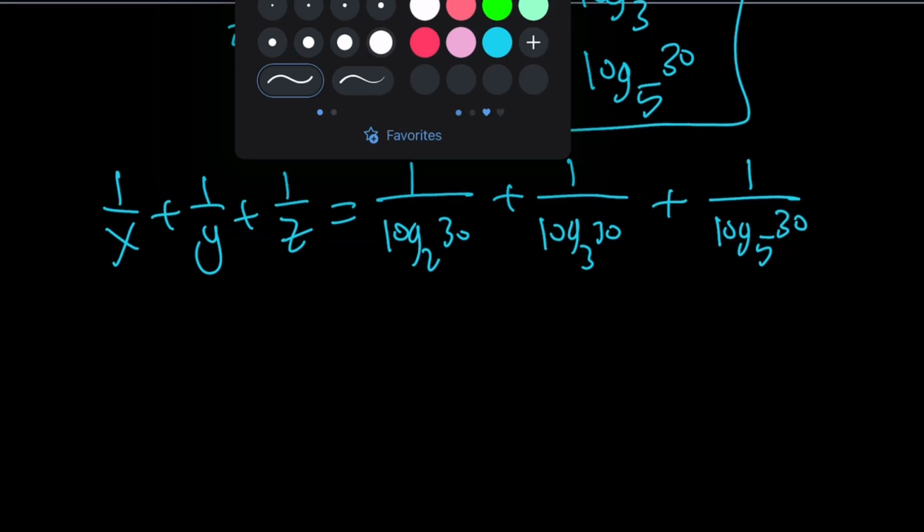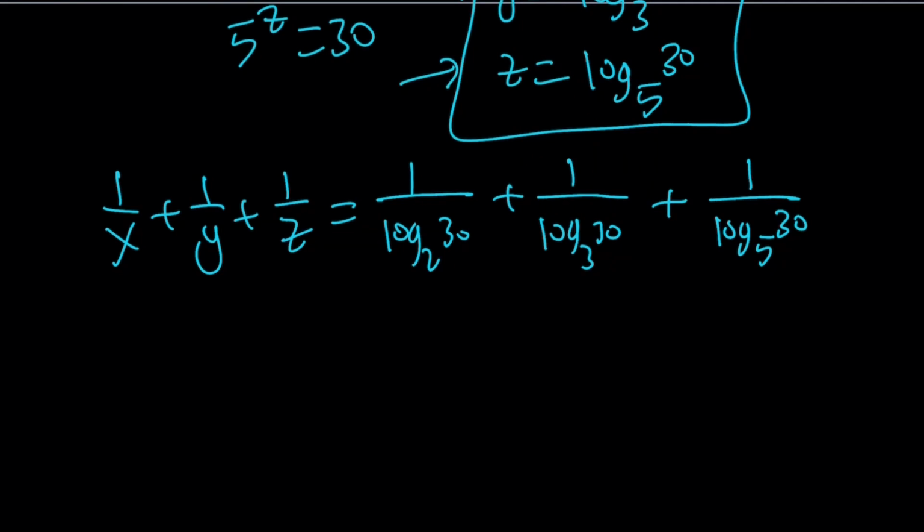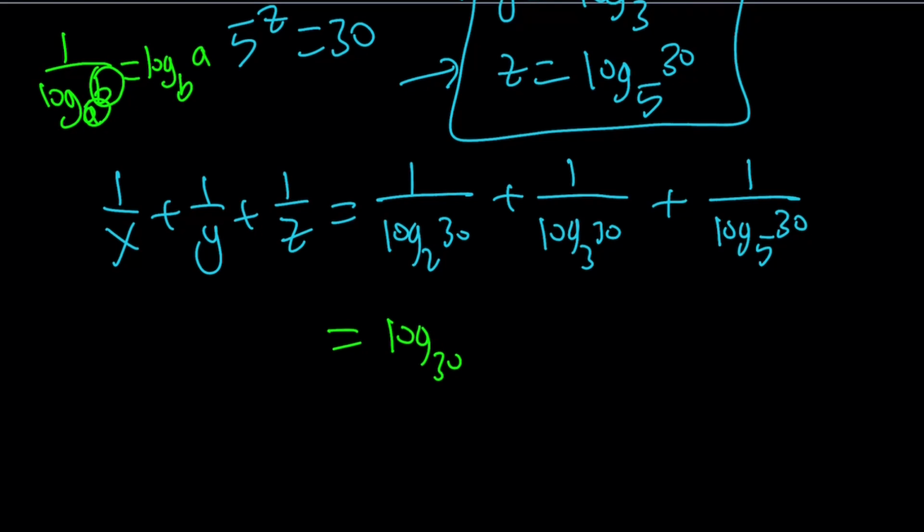Okay, so what am I going to do here? I'm going to use the reciprocal property. If you have 1 over log b base a, it can be written as log a base b. Make sense? They just switch around. Cool, easy, right? So this becomes log 2, log 3, and log 5, all base 30.